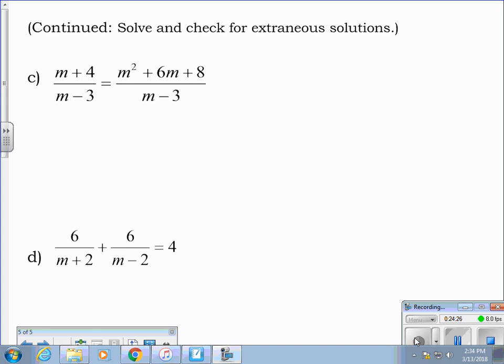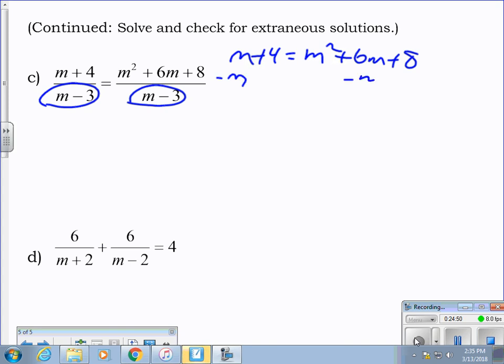Okay, let's finish these off. So, example number C, once again, this is one where our denominators are already equal: m minus 3, m minus 3. So all I need to do is just set the numerators equal. m plus 4 equals m squared plus 6m plus 8. Set it equal to 0, subtract m, subtract 4. So I get 0 equals m squared plus 5m plus 4.